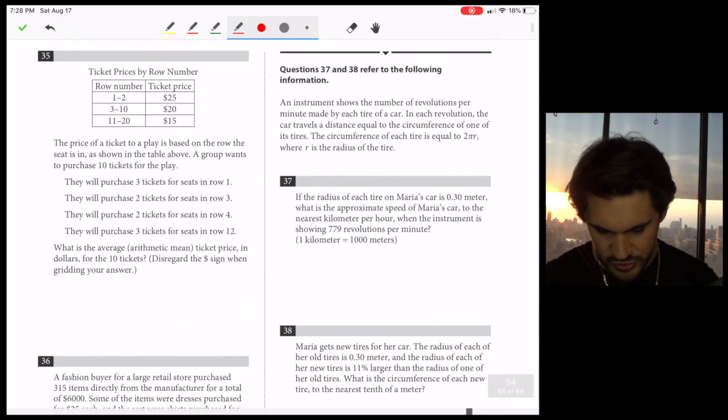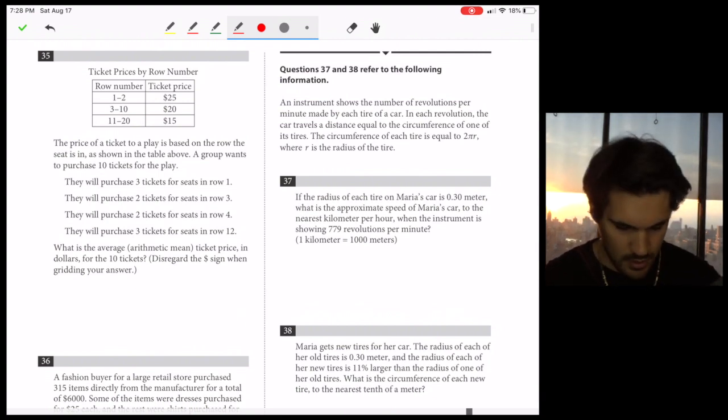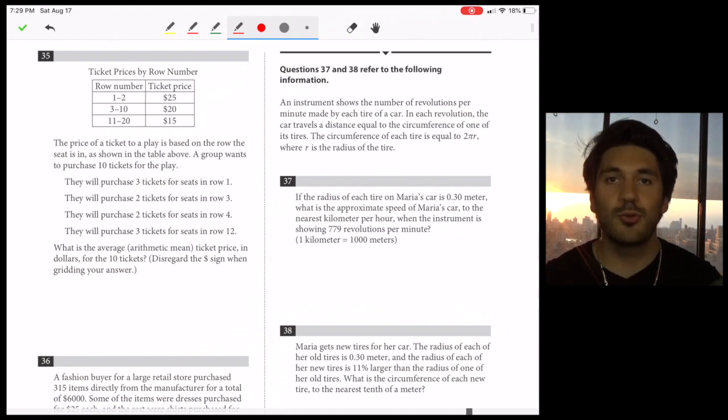Okay, 35 gives us a bunch of information, and they want to know what is the average ticket price for the 10 tickets. So we just need to basically use our calculator. Rows 1 through 10 is, let's see, 3 tickets for row 1, right? So that's 25 times 3, plus 2 tickets for row 3, so plus 20 times 2, plus 2 tickets for row 4, that's 20 times 2, plus 3 tickets for row 12, so that's plus 3 times 12. We get our average, which is, so that gets us 200. 200 divided by 10 is 20.